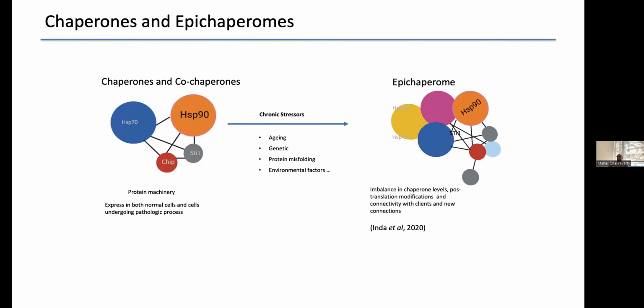And one thing we've been doing is looking at all sorts of potential therapeutic interventions, where we can use these biomarkers and observe their reversal in the context of drug discovery. We've been focusing very much on the chaperone and co-chaperone machinery, which is expressed in normal cells and cells undergoing pathological processes related to aging, genetics, and protein misfolding.